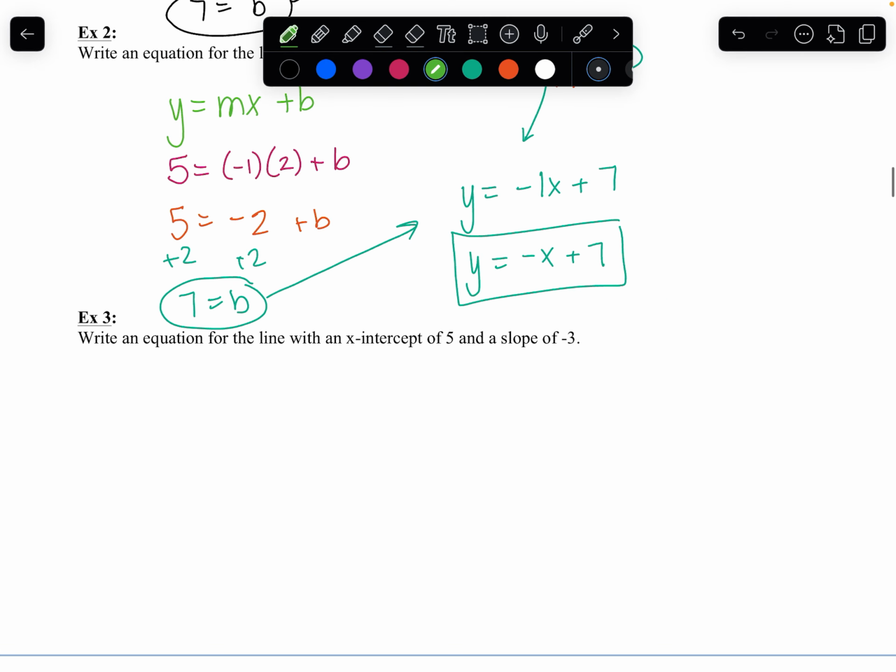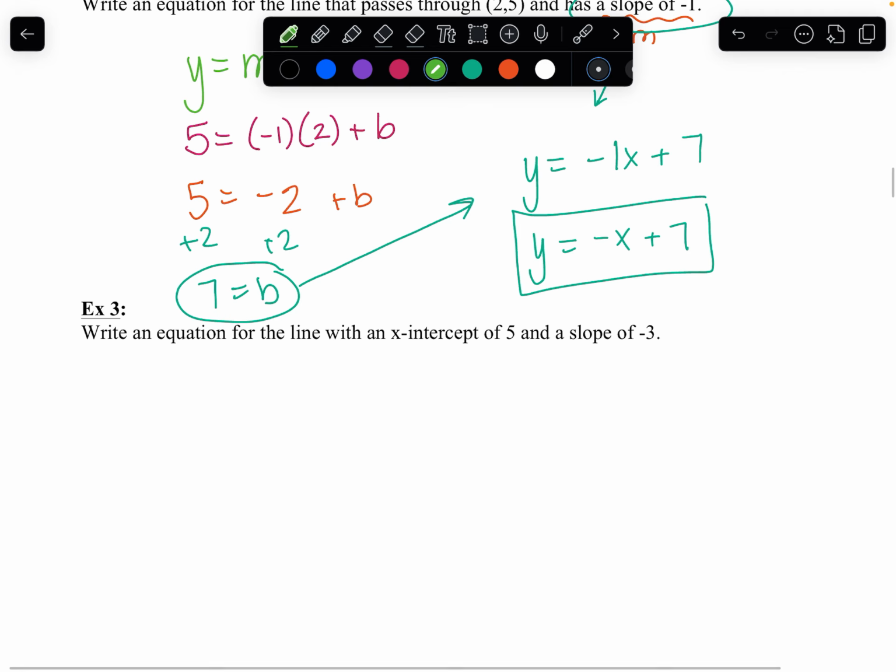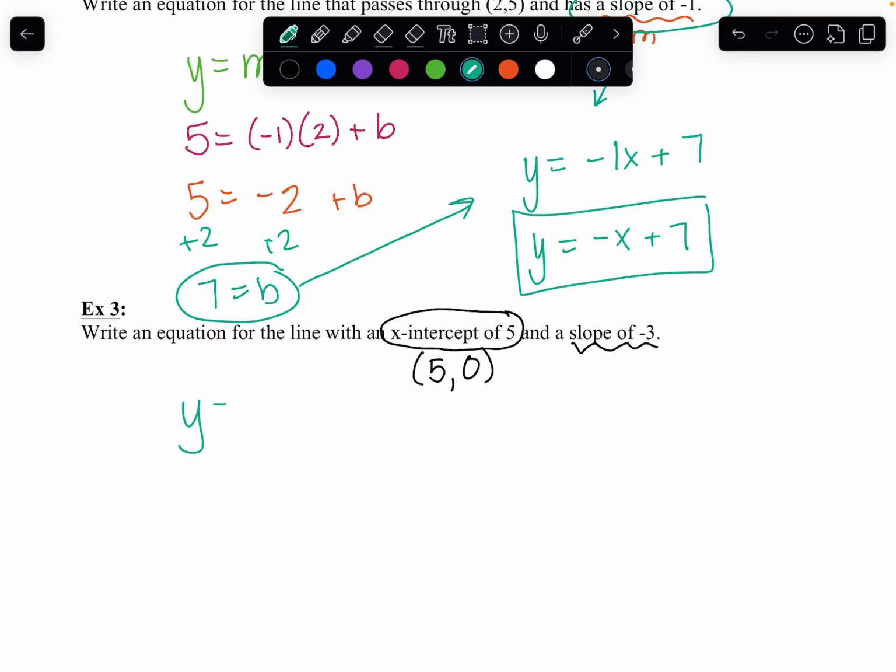Okay. Last one, this one's a little different because it says we have our x-intercept of 5 and our slope of -3. Well, even though it's not saying a point, it is a point because remember, an x-intercept is always our intercept, comma 0. So since we have that, we can plug it into, again, y equals mx plus b.